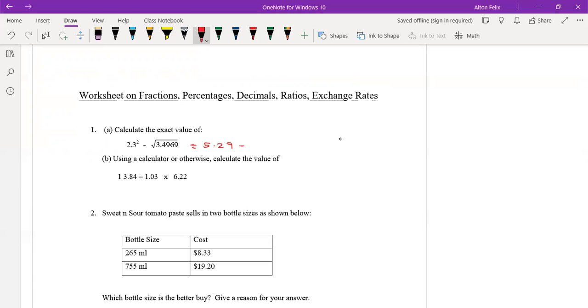Okay, so this sum becomes 5.29 minus 1.87. Right, so that's 3.42. So that's our first answer there, 3.42. Okay, well done. Using a calculator, otherwise calculate the value of.